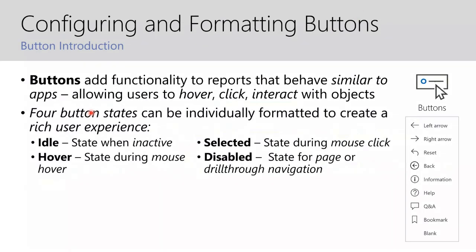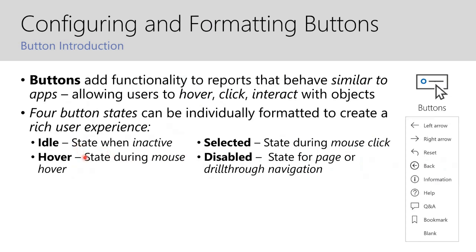Now overall, you have 4 different states that can be configured when it comes to button configurations. It used to be 3. They just added a 4th with the recent addition of drill through and page navigation, but primarily you have your idle, hover, and selected, meaning what does the button look like when it's inactive?